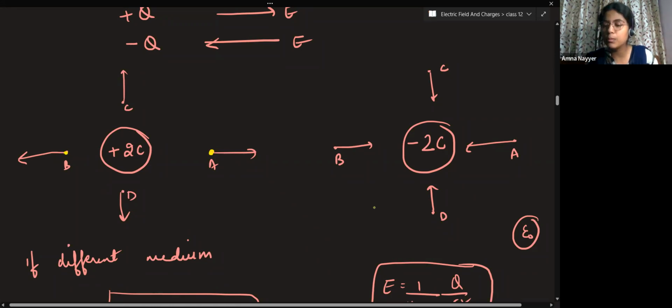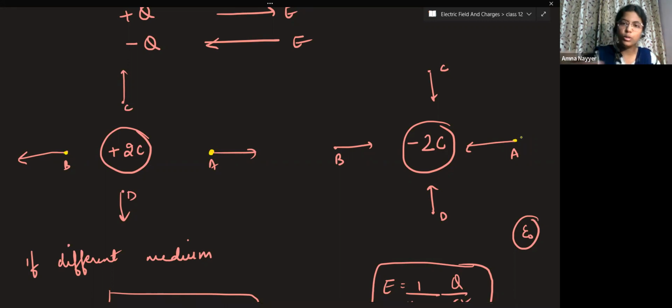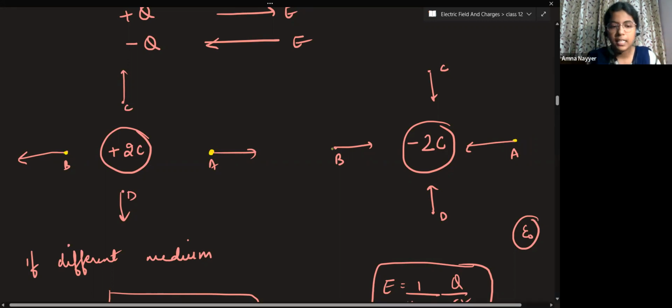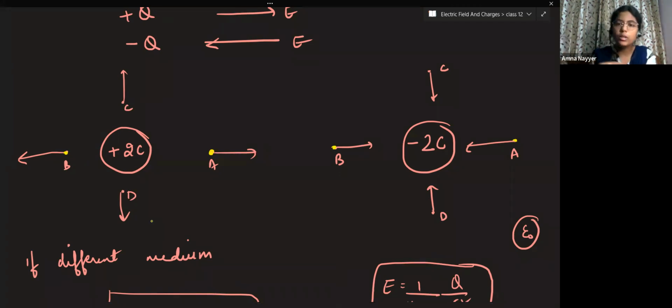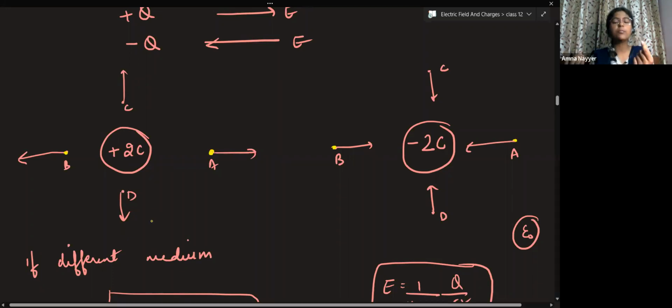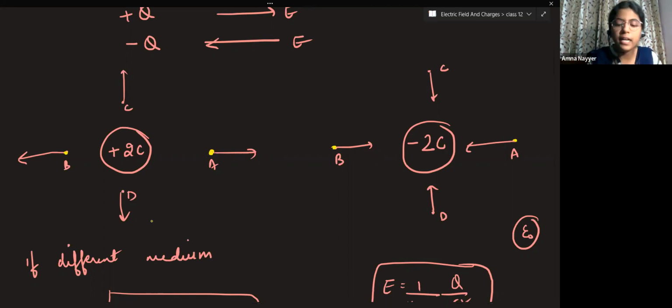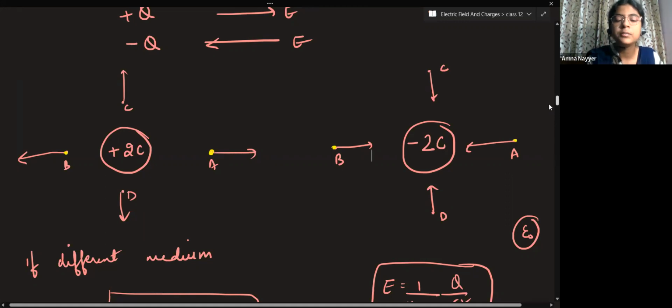If you have minus 2 coulombs with you, and you take a point A, then it will be towards the charge. That will be opposite to the previous case. It will be towards the charge, so it will be on the left hand side. Similarly, if you take this B point, then it is towards the charge. Whenever you see a negative charge and you have a point, just take the direction towards that charge. And whenever you have a positive charge and you have a point, then just move away from the charge. That's how you will get the direction of electric field.